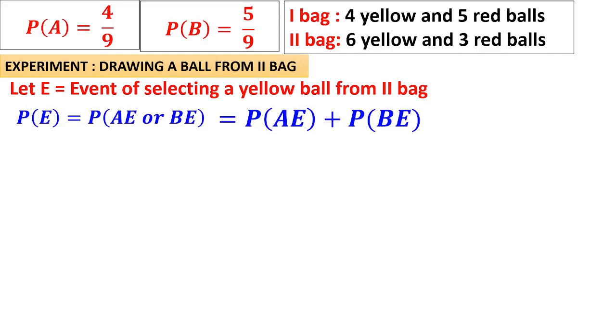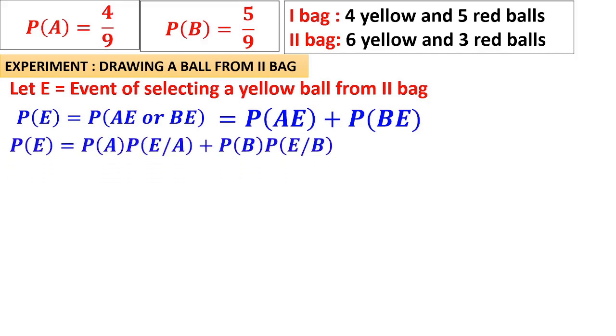Here you have to add, by making use of the multiplication theorem of probability: P(A) into P(E/A) plus P(B) into P(E/B). How to read it? Probability of transferring a yellow ball into probability of selecting a yellow knowing that a yellow ball is transferred, plus probability of transferring a non-yellow ball multiplied by probability of selecting a yellow knowing that a non-yellow ball is transferred.